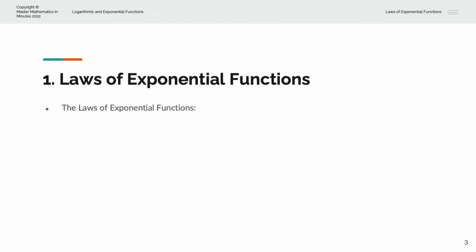So what are the laws of exponential functions? The law states that if we have e to the power of m times e to the power of n, we should sum the power, and that gives us e to the power of m plus n as the first law. And the second law is where we have e to the power of m divided by e to the power of n. That's where we should subtract the power to get e to the power of m minus n as the second law.